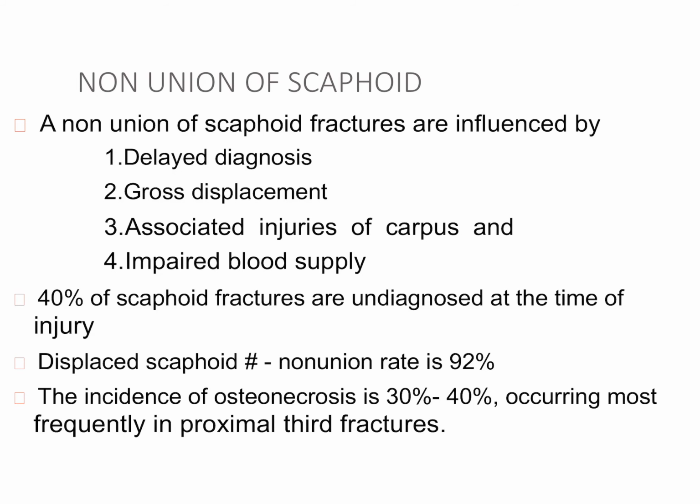Non-union of scaphoid fractures is influenced by delayed diagnosis, gross displacement, associated injuries of the carpus, and impaired blood supply. 40% of scaphoid fractures are undiagnosed at the time of injury. For displaced fractures, the non-union rate is 92%. The incidence of osteonecrosis is 30 to 40%, occurring most frequently in proximal third fractures. Next.